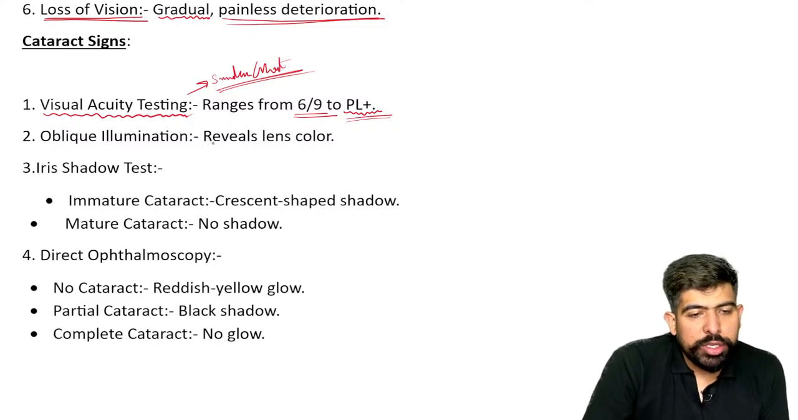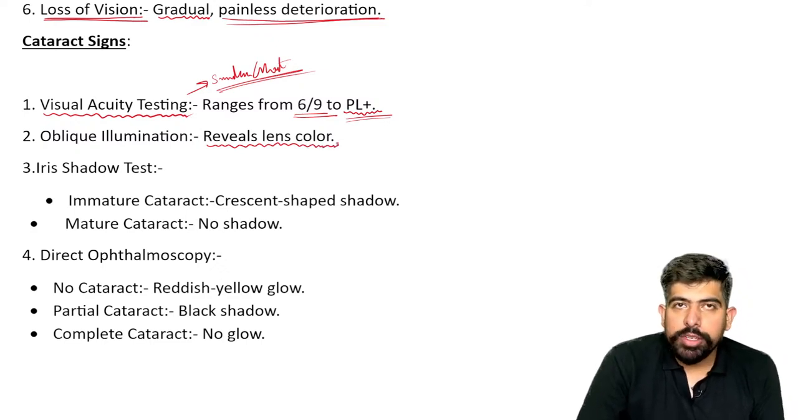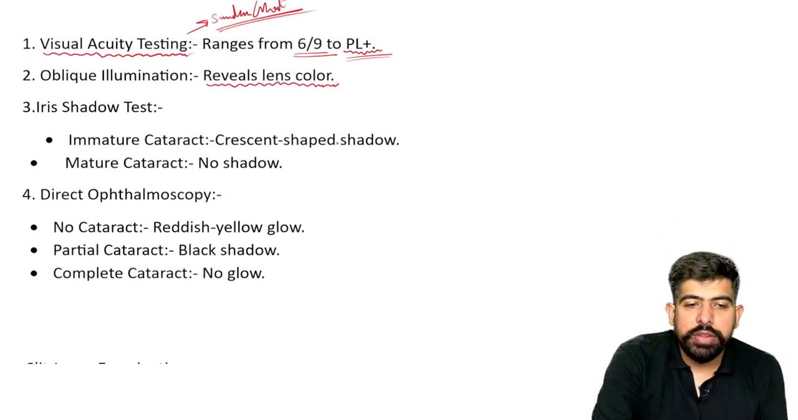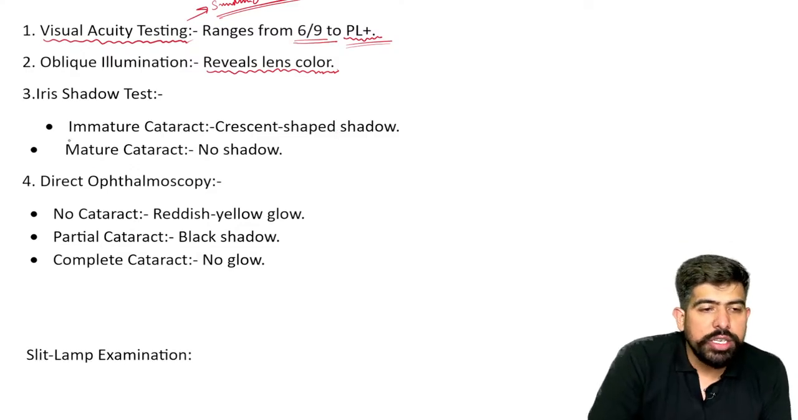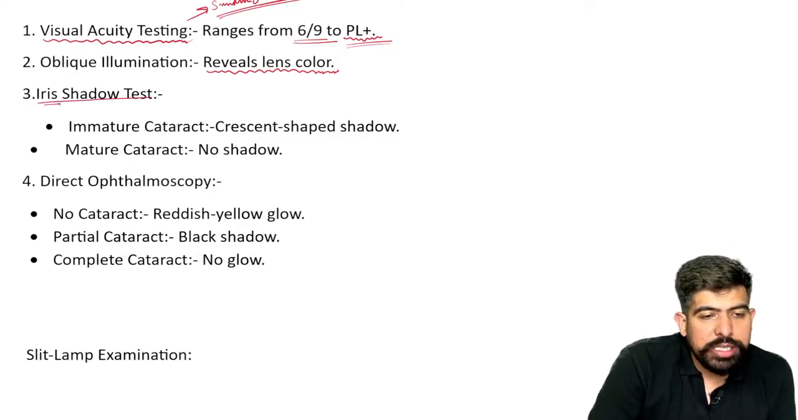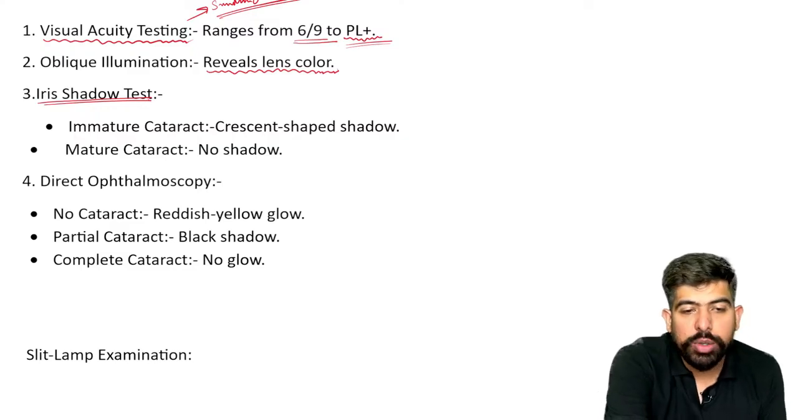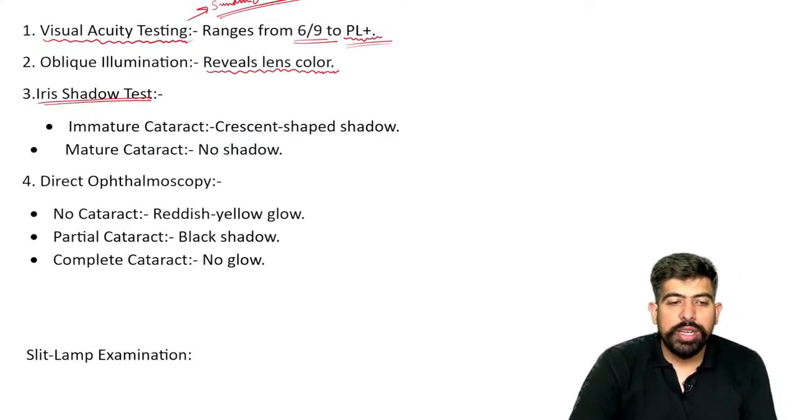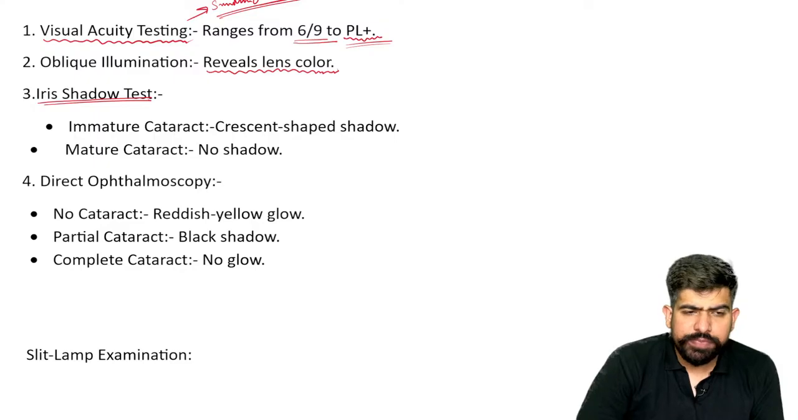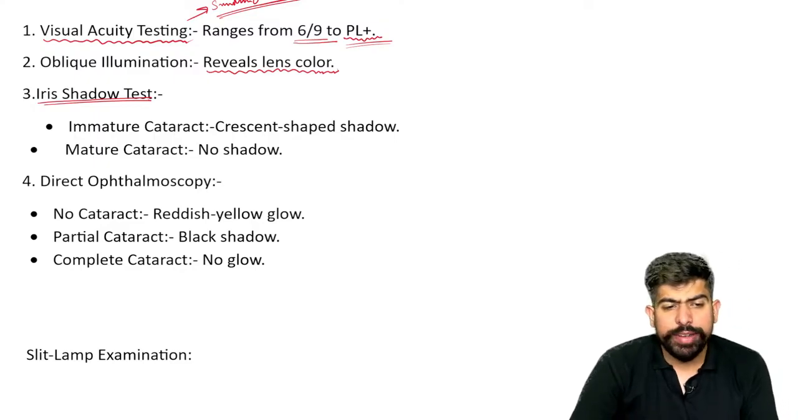Also, there is oblique illumination. It reveals the lens color, which type of lens is giving the coloration. Also, the iris shadow test. Now listen to this part. The iris shadow test is an important test for identifying whether this is an immature cataract or a mature cataract.